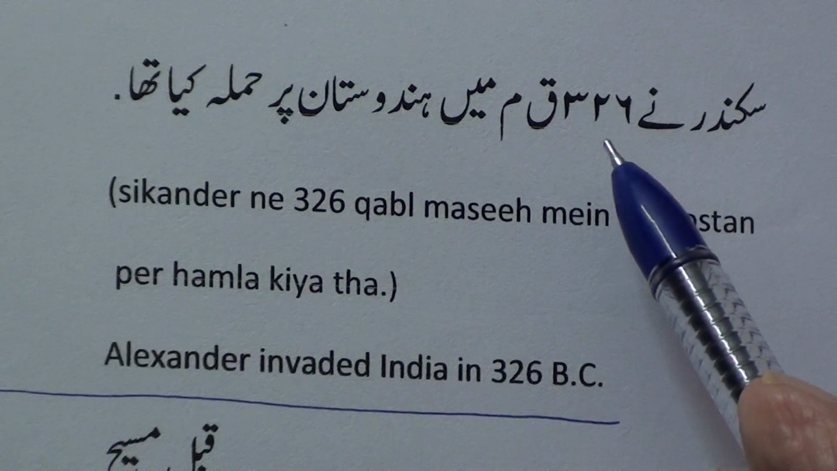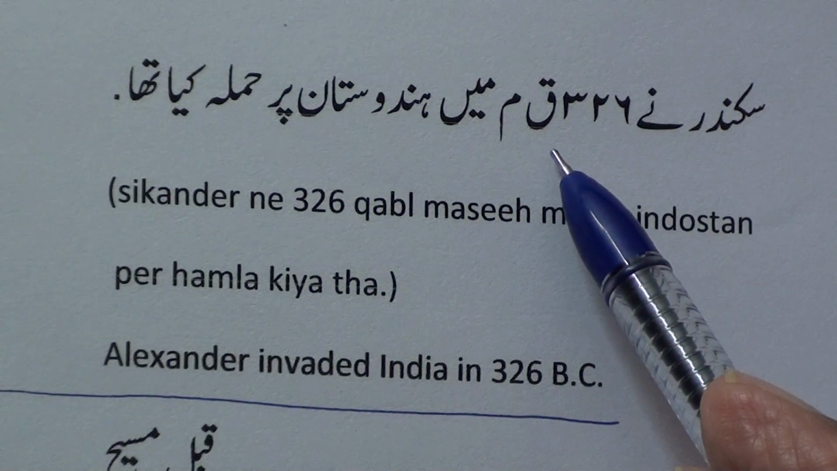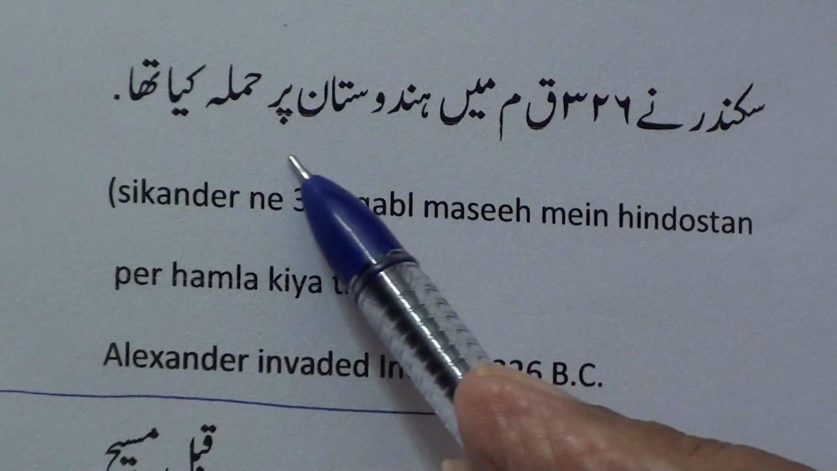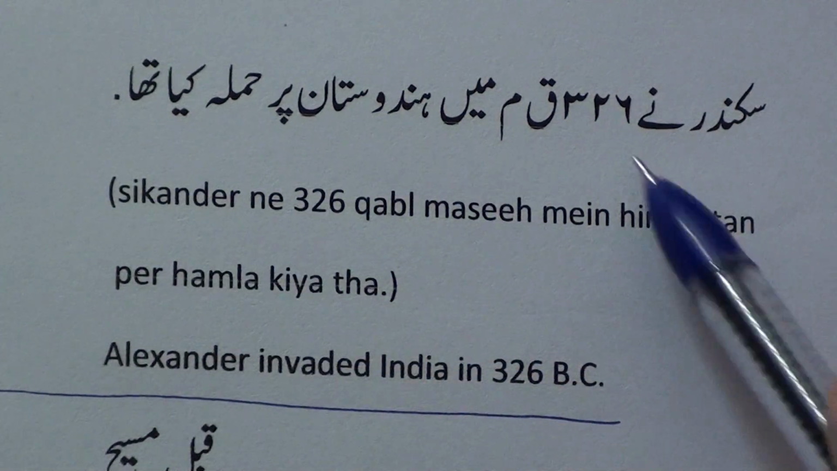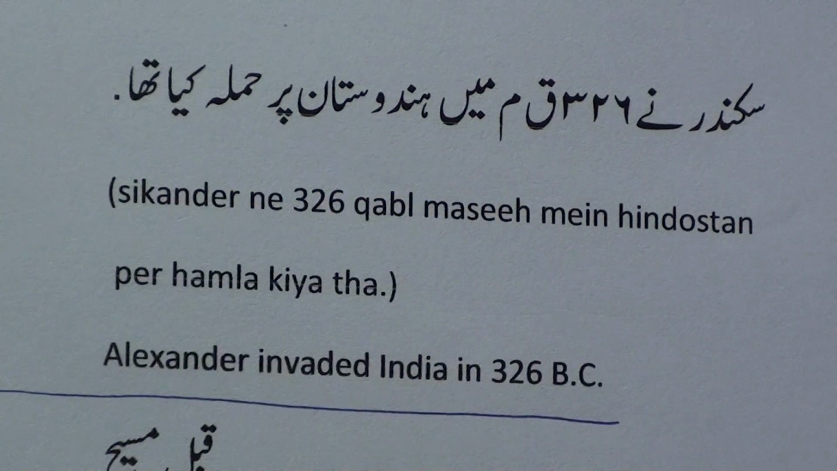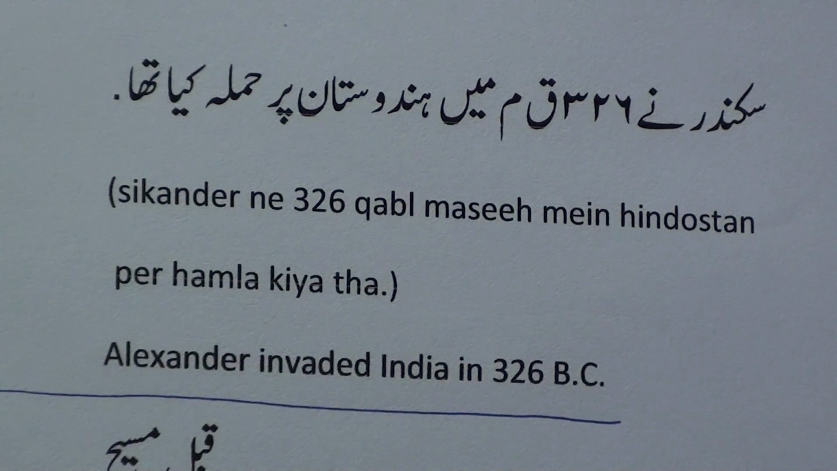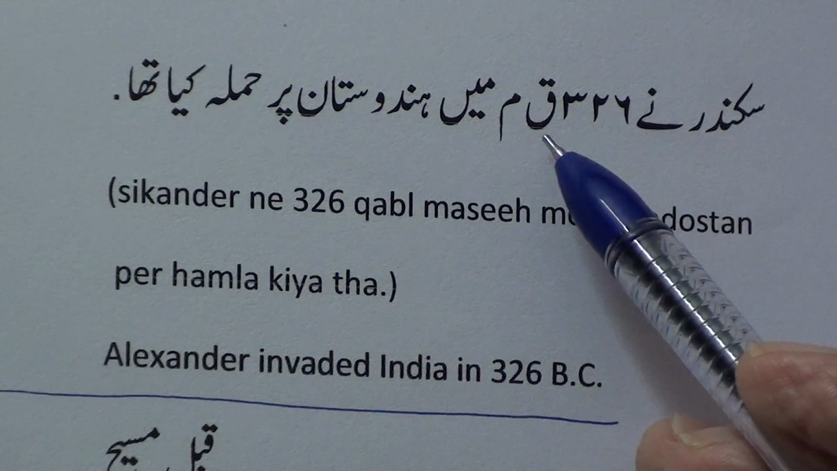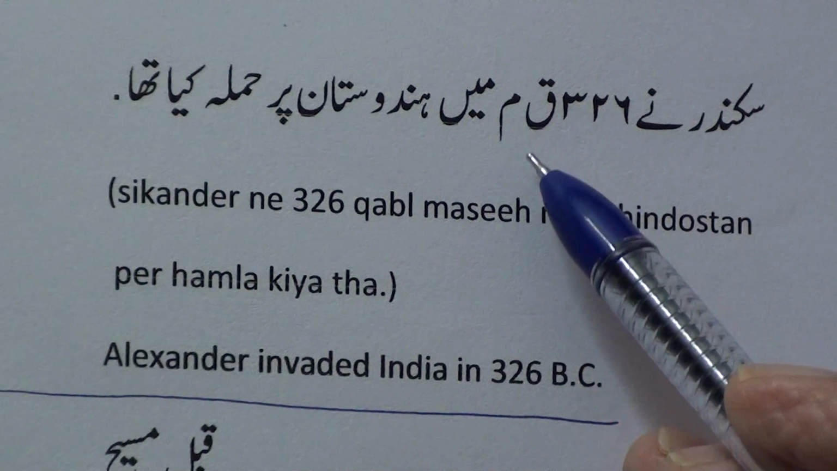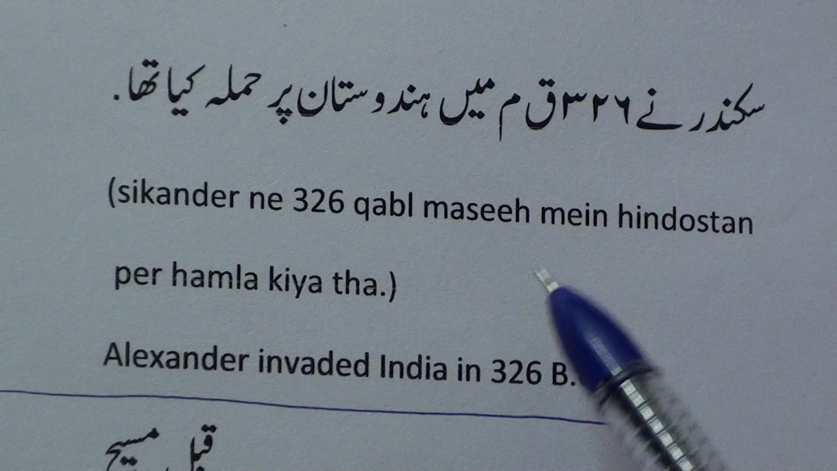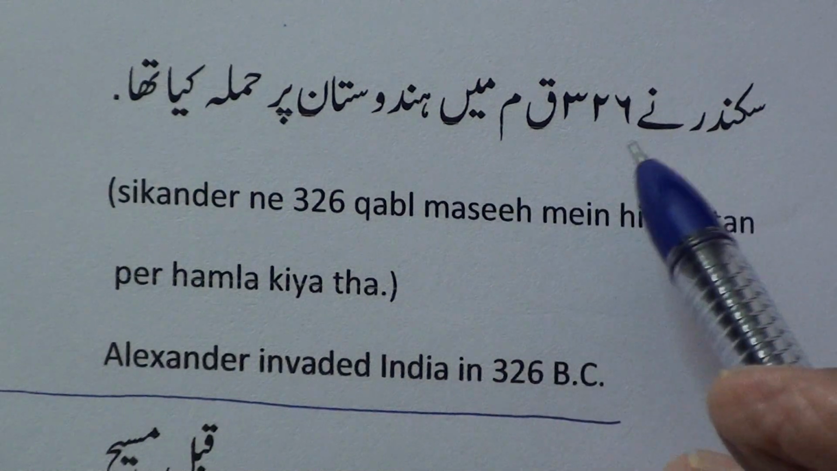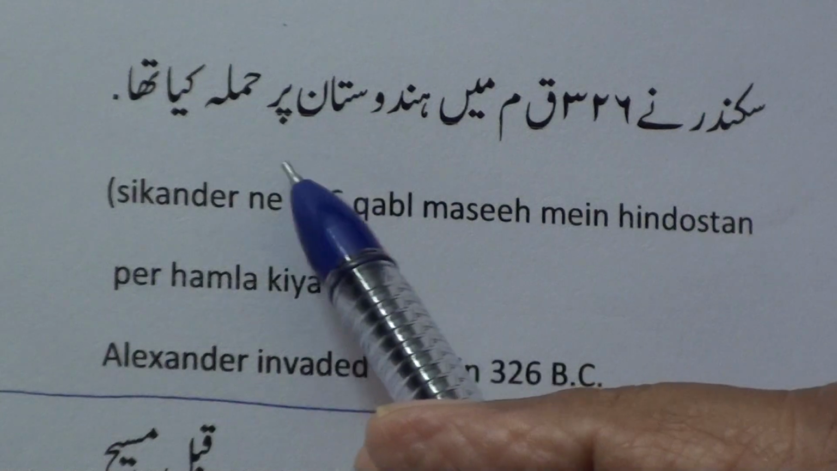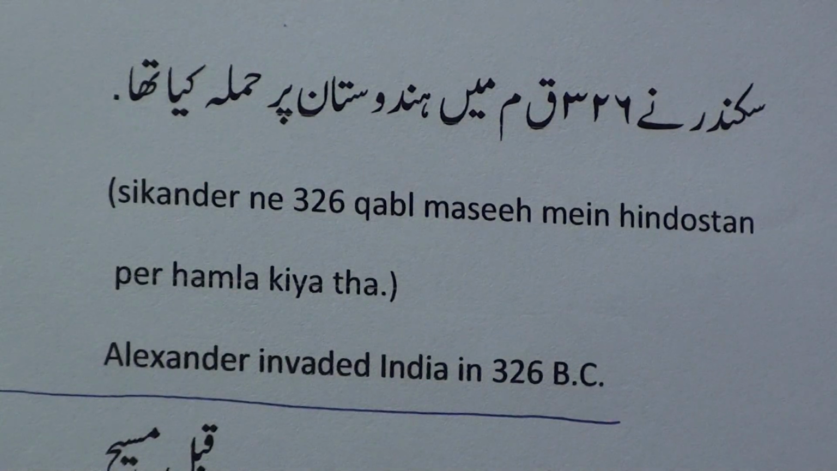सिकंदर ने 326 कब्ल मसीह में हिंदुस्तान पर हमला किया था. Means Alexander invaded India in 326 BC. This Qaf meme is abbreviation of Qabl Masih. सिकंदर यानी Alexander invaded India in 326 BC.